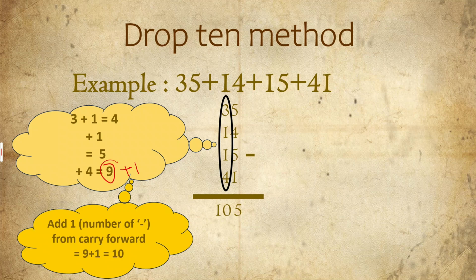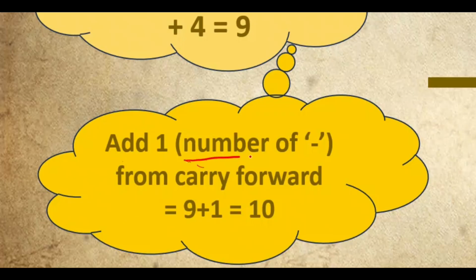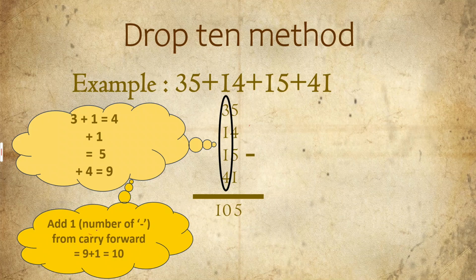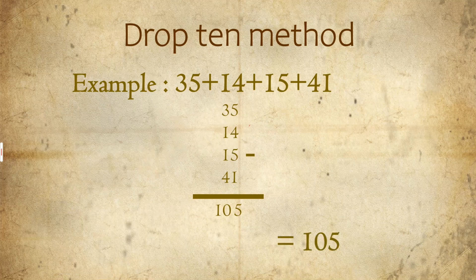Now, do we always have to add 1 to the sum of the next column? No. The number that we're going to be adding is going to be the number of dashes we have. Suppose we had another dash over here, then we would be adding 2 to 9, right? If we had another, then here we have 3 dashes in total, then we would have added 3 to 9. So that is how it works. As you can see, it's written over here, add number of dashes from carry forward to carry forward, right? So the number of dashes we have in the previous column is the number that we're going to be adding to the sum. So therefore, we get the answer as 105.